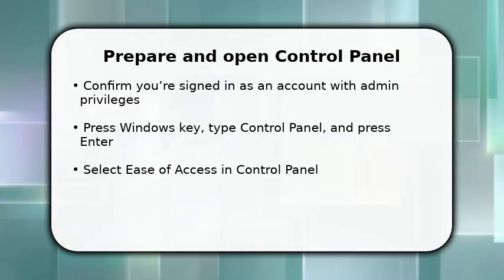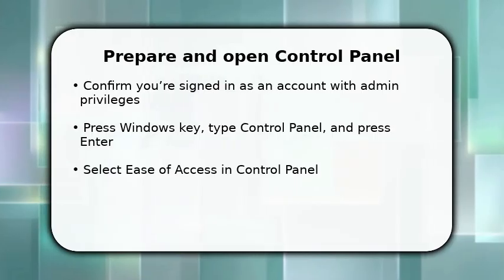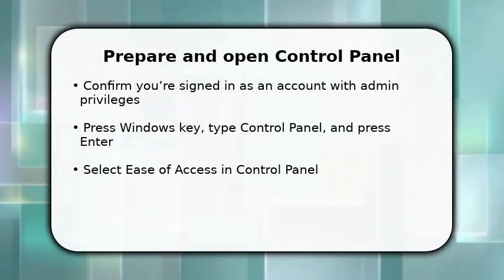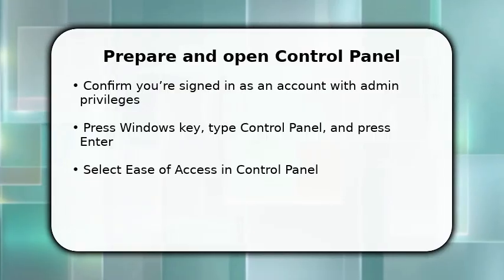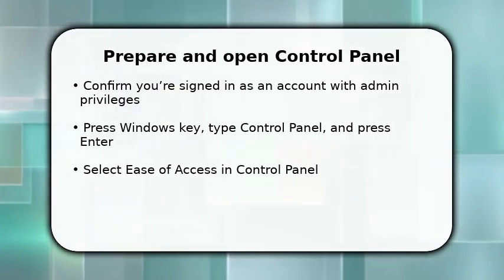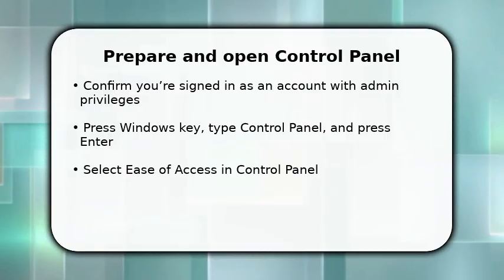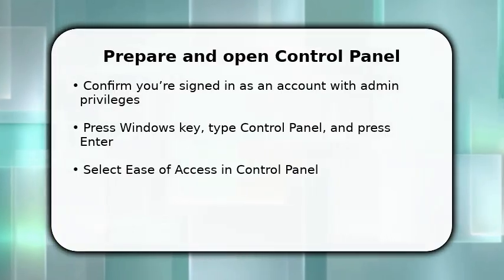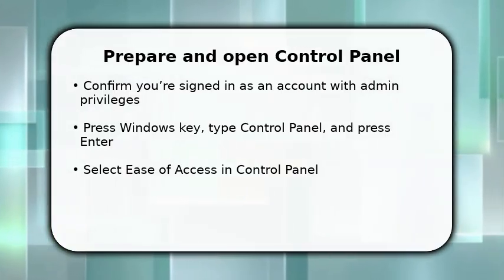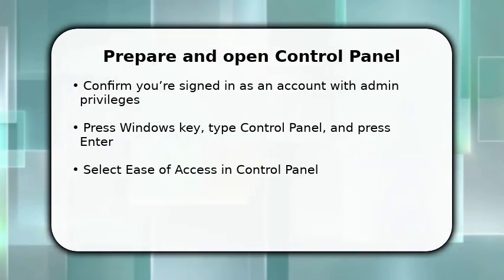You start by ensuring you have admin access because turning off speech recognition can require system settings. Once you're signed in, press the Windows key, type Control Panel, and open it. In Control Panel, choose Ease of Access. This groups speech and accessibility controls together.